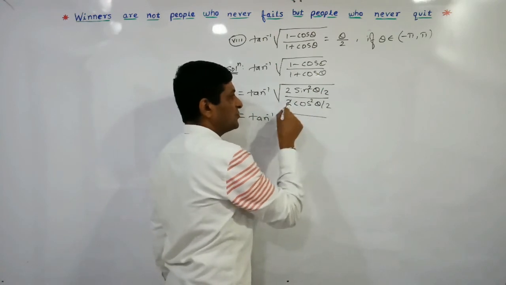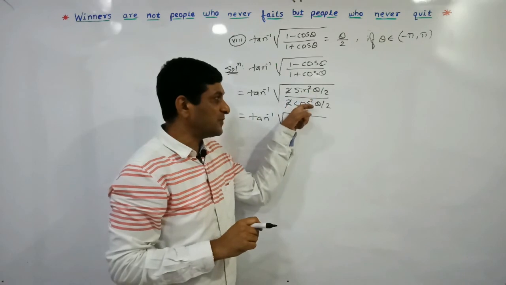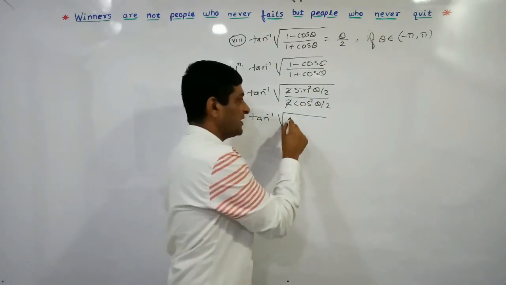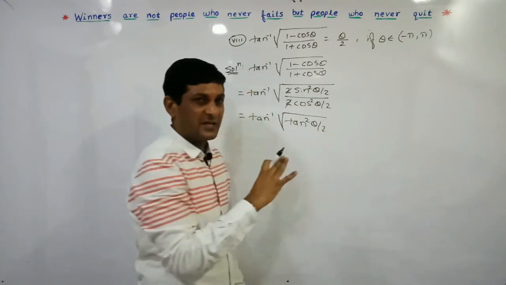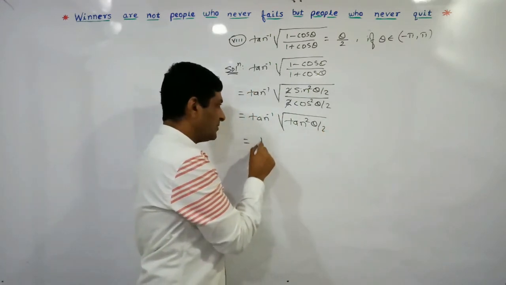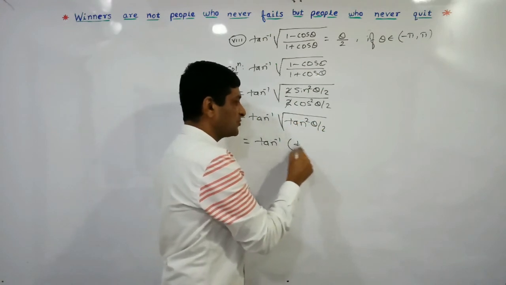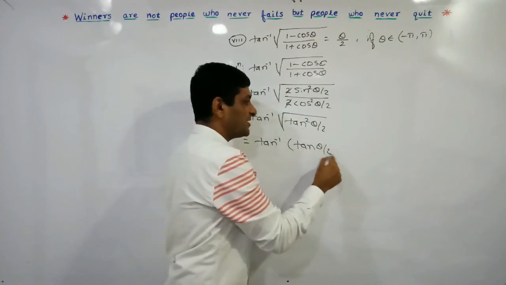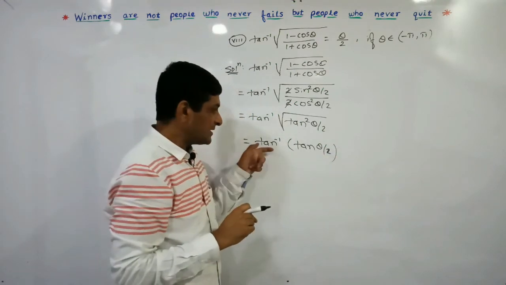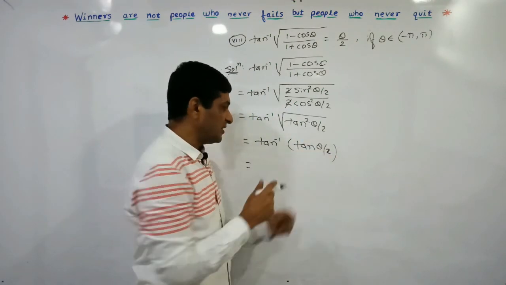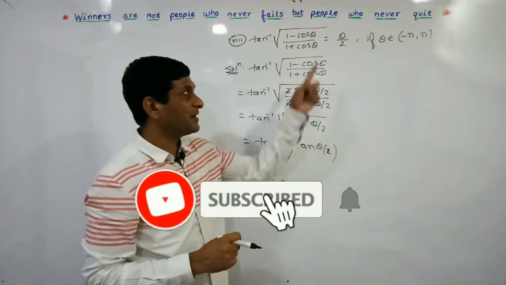After cancelling 2 from numerator and denominator, now observe the remaining term, sine square upon cos square. Sine square upon cos square will be equal to tan square theta by 2. So this is equal to tan inverse, keep it as it is, tan square theta by 2 outside the root will become tan theta by 2. Now the terms are in the form of the property tan inverse of tan x will be equal to x. X means theta by 2, which is nothing but our required result.